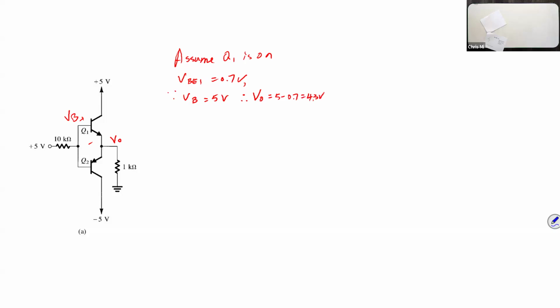So VO is 4.3 volts. What we're going to do is, instead of just looking at the voltage, we're going to look at the current as well. So IO is going to be VO over the 1K resistance. That's going to give you 4.3 milliamps. Correct? You guys follow me? Okay.